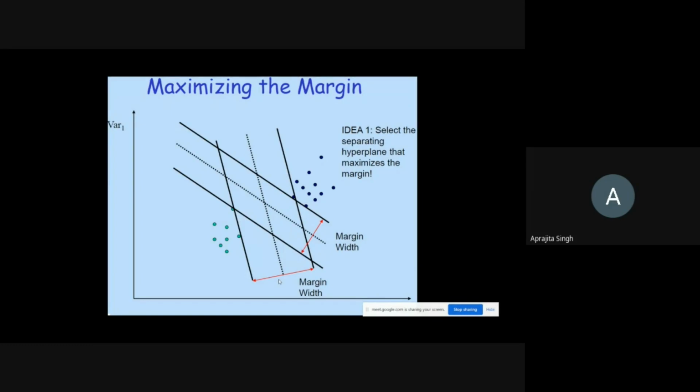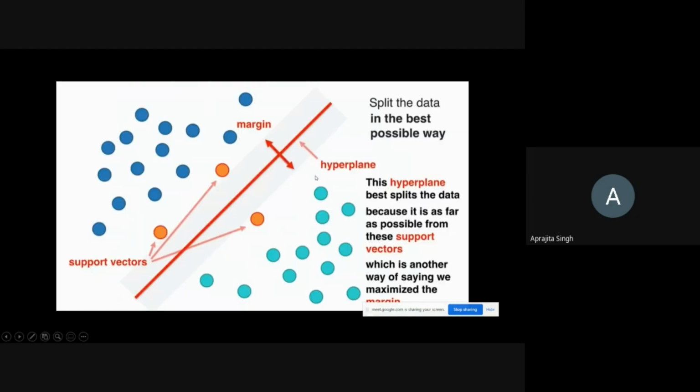Now what we see is, this in red is the margin width. Now what we are going to look at is the maximum width, because that would be the best classifier, so that we'll not have any other points which are misclassified.